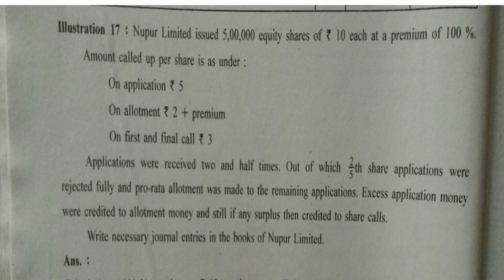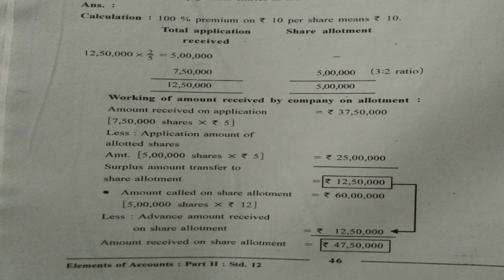With application rupees 5 has been called up. With allotment rupees 2 plus premium. This is 2 plus 10. On first and final call 3 rupees. So 5 plus 2 plus 3, making it this 10. And here in the case of allotment 2 plus premium. That premium is 100% of 10 rupees, which is again 10 rupees. So this way it is 20 rupees. If you want to see, the explanation is also given on page number 46. Calculation: 100% premium on rupees 10 per share means rupees 10, of course.